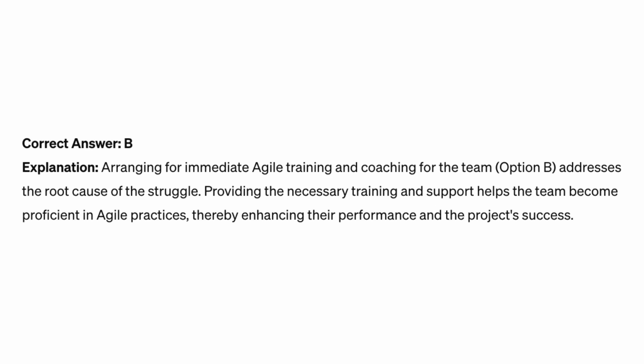Correct answer B. Explanation: arranging for immediate agile training and coaching for the team. Option B addresses the root cause of the struggle. Providing the necessary training and support helps the team become proficient in agile practices, thereby enhancing their performance and the project's success.